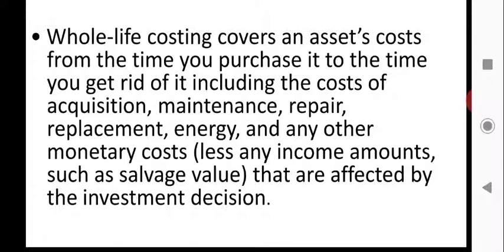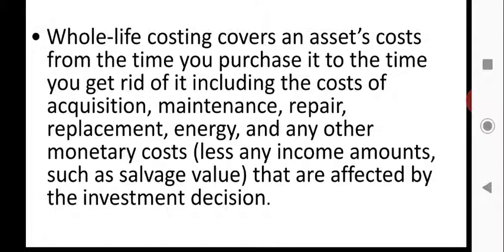So that is, the whole life costing covers the asset's cost from the time you purchase. So once you purchase a particular air conditioner, from the time you purchase it to the time you sell this particular equipment. Say you purchased one equipment, a vacuum cleaner. So what will this vacuum cleaner do? This vacuum cleaner will suck all the dust from your room.